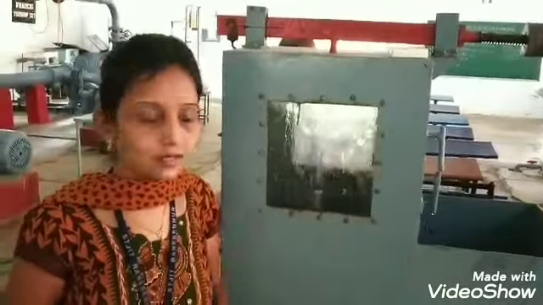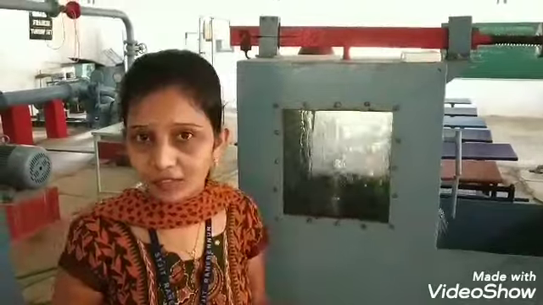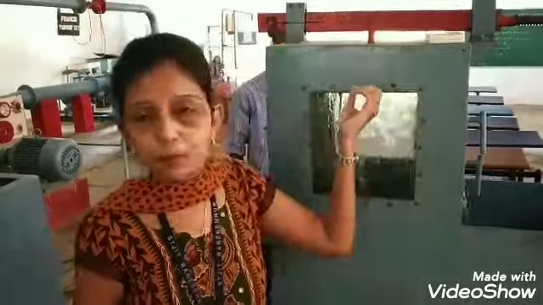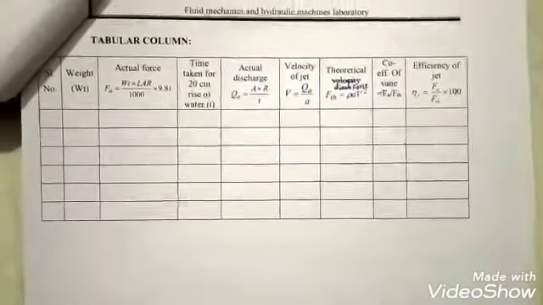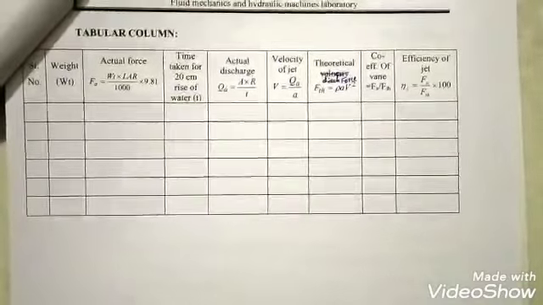What I have explained is for the flat vane. If you want to take readings for the curved vane, we just remove the flat vane and fix the curved vane in the position of the flat vane. Adopt the same procedure that I conducted for the flat vane. Let us move to the tabulation of the flat vane.